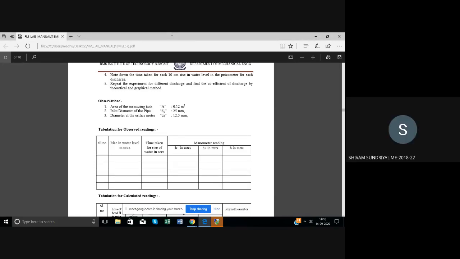Sir, can you share the PDF of the lab manual also? No, not required. What you do now is all of you take a sheet of paper, write experiment number 1, calibration of orifice meter. Note down this tabular column. I'll give you the readings now. First, note down the tabular column on a sheet of paper. Take a paper and draw this tabular column.